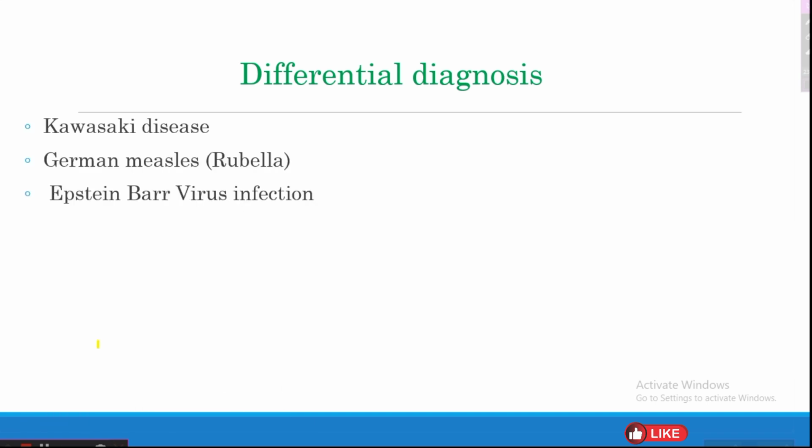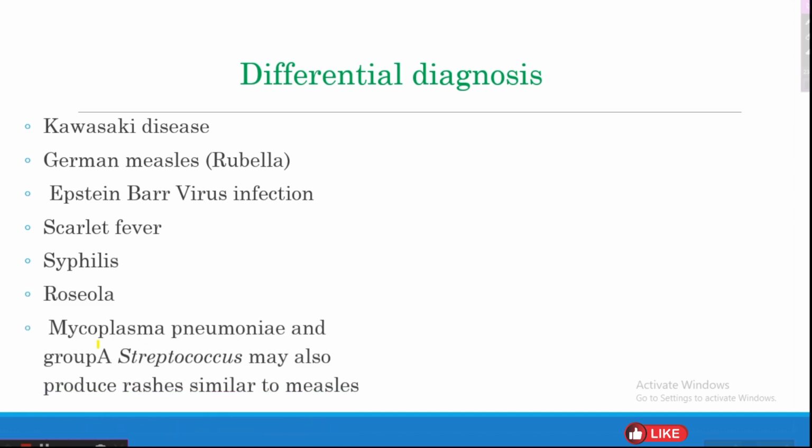Thank you. These are our differentials: Kawasaki disease, German measles, EBV infection, scarlet fever, syphilis, roseola, Mycoplasma pneumoniae, and group A streptococcal infection may also produce a rash similar to that of measles.